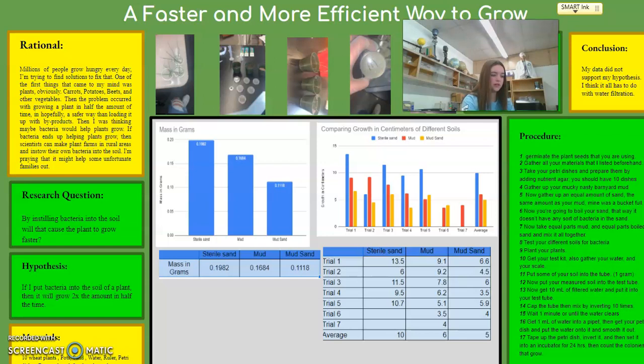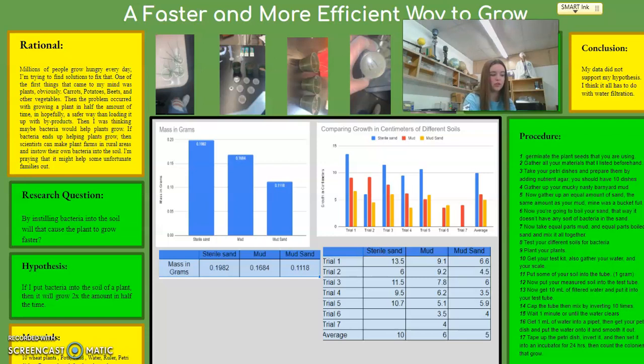For my procedure, I started by sterilizing my sand for 45 to 60 minutes. I prepared my pots by getting 2/3 cup of mud and putting it into 3 pots. I put 2/3 cup of sand into 3 pots. Then I took 1/3 sand and 1/3 mud and mixed it into 3 pots for the sand mud group. Then I took 2 germinated wheat seeds and put them into each pot.